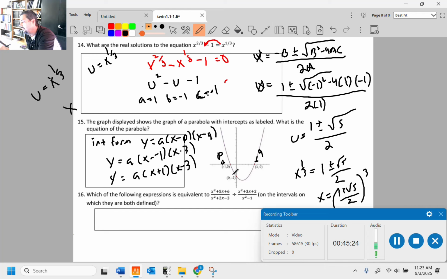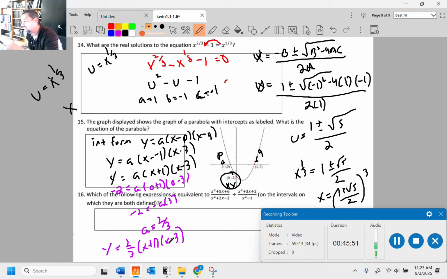Now I need a. That's where this comes into play. That gives you an x and y. I can plug that in. If I see a y, I'm a negative 2. If I see an x, I'm a 0. Okay, this is going to create a 1, that's a negative 3, so negative 2 equals negative a times 3. Do some division, a is going to be 2/3. So I have the equation y equals 2/3 of x plus 1 times x minus 3.